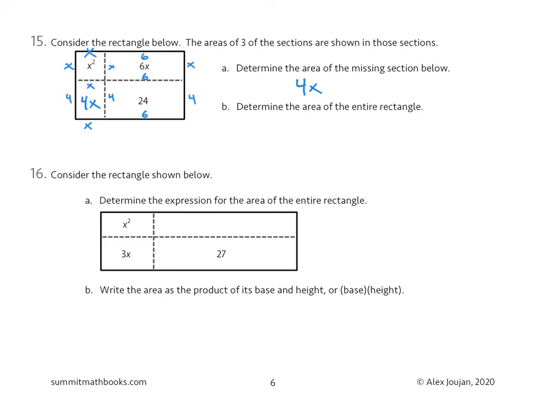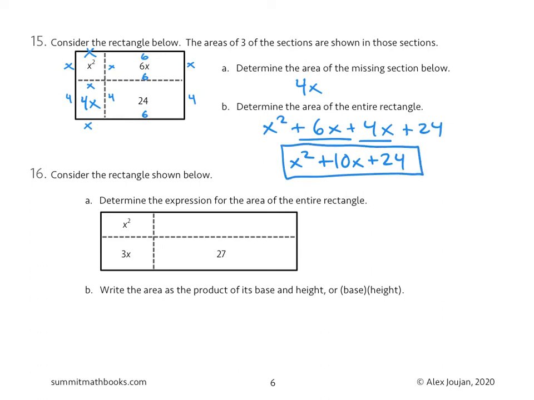Part B. Determine the area of the entire rectangle. The entire rectangle is made up of these 4 smaller rectangles. So we can add each of these 4 expressions to get the area of the larger rectangle. x squared plus 6x plus 4x plus 24. And we have learned that we can combine like terms. 6 plus 4 is 10, so plus 10x. And I can bring down the plus 24 and the x squared. The area of that rectangle is x squared plus 10x plus 24.